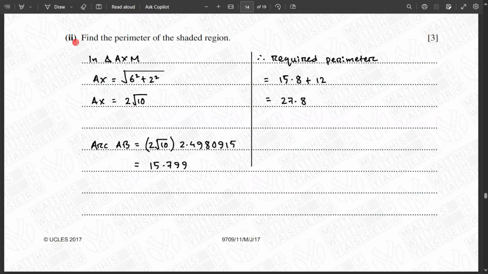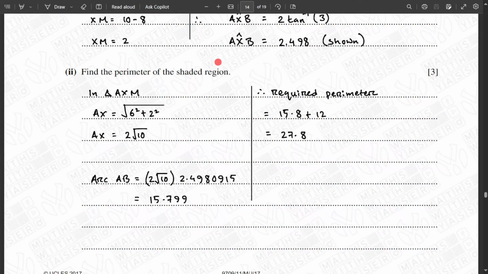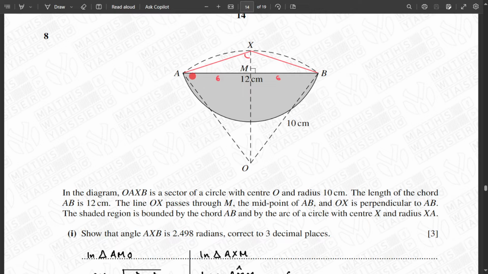In part 2, it says find the perimeter of the shaded region. So that means we need to find this perimeter. So we already know the value of AB. We just need to find this arc length AB, for which the center is X.